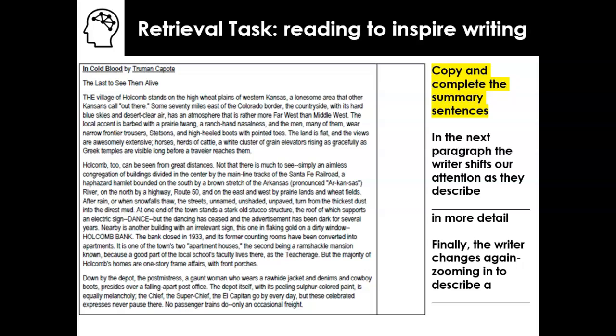At one end of the town stands a stark old stucco structure, the roof of which supports an electric sign, Dance, but the dancing has ceased and the advertisement has been dark for several years. Nearby is another building with an irrelevant sign, this one in flaking gold on a dirty window, Holcombe Bank. The bank closed in 1933, and its former counting rooms have been converted into apartments. It is one of the town's 2 apartment houses, the second being a ramshackle mansion known, because a good part of the local school's faculty lives there, as the Teacherage. But the majority of Holcombe homes are 1-story frame affairs with front porches.